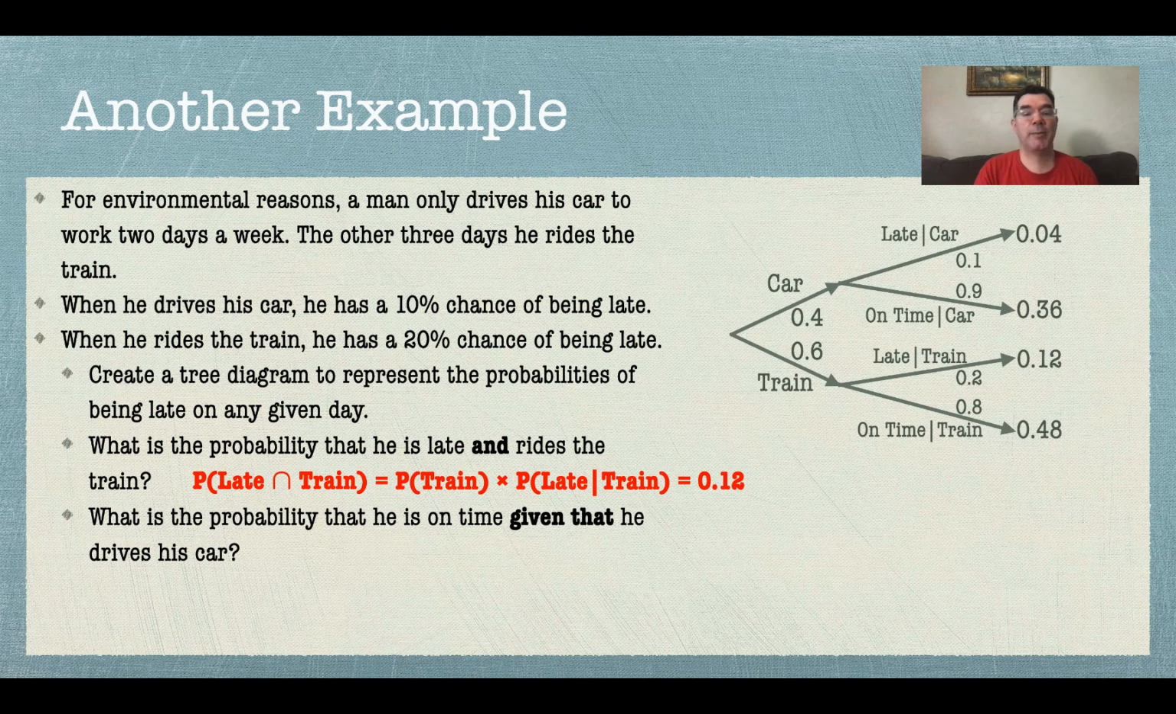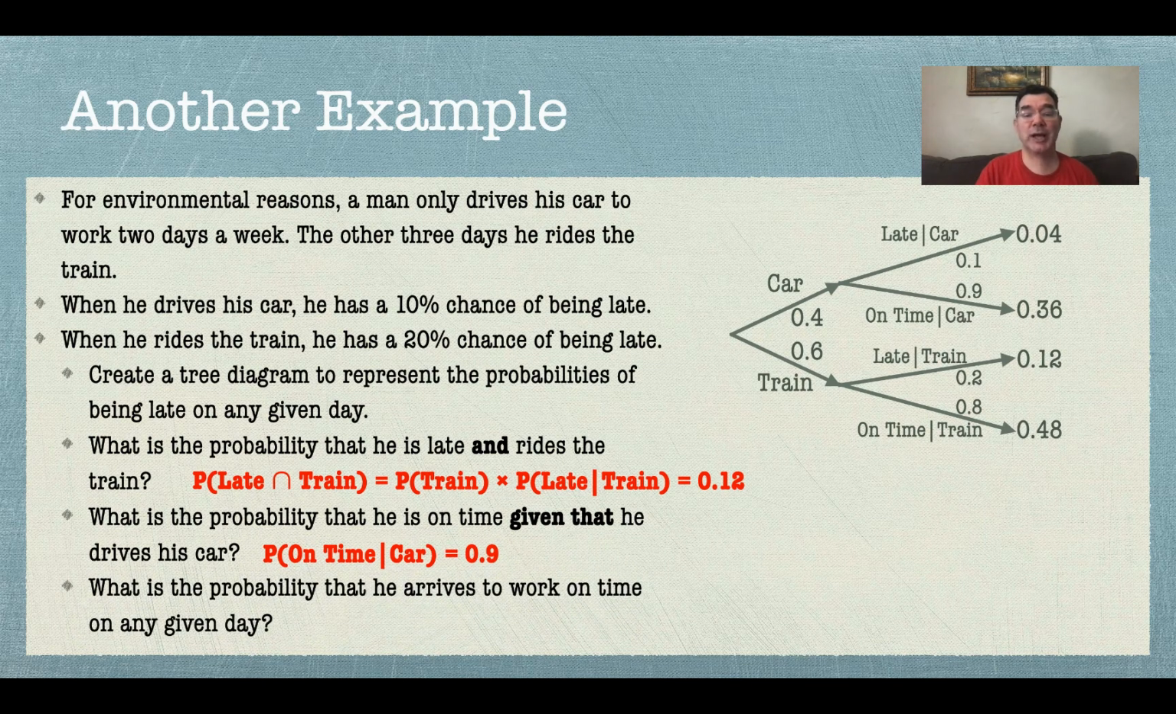Okay? And what is the probability that he is on time given that he drives his car? So again, I need to figure out the probability that he is on time given that he drove his car. So I have a 100% certainty that he drove his car because I was given that piece of information. I just want to know what is the probability that he is on time given that he drives his car. Well, that's just one of the branches, that 0.9 branch right there.